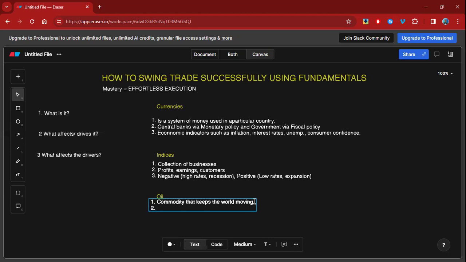So what affects or drives oil? Supply and demand. If there's expansion and growth happening, that increases the demand for oil because people are moving about and things are being transported. So oil demand increases. But if there's a recession or not that much of an expansion, then demand goes lower for oil, and that affects the oil price as well. Then to answer the third question, someone actually posted in the chat.